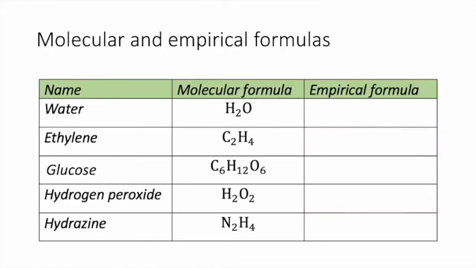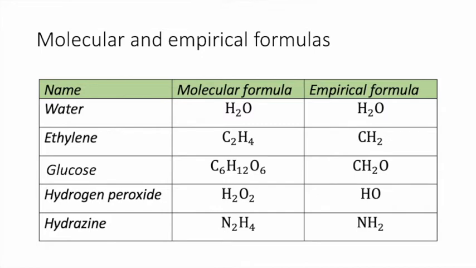This table shows you some examples of molecular formulas and empirical formulas. In order to get the empirical formula, you divide the subscripts on all of the different elements in the molecular formula by the greatest common factor. So for water, the molecular and empirical formula are the same. But for ethylene, we divided each of the subscripts by 2 to get the empirical formula. If we take a look at glucose, you notice that we divided all the subscripts by 6 to get the empirical formula. For hydrogen peroxide, we divided by 2, and for hydrazine, we also divided by 2. The ratio of elements is the same in the empirical formula as in the molecular formula.